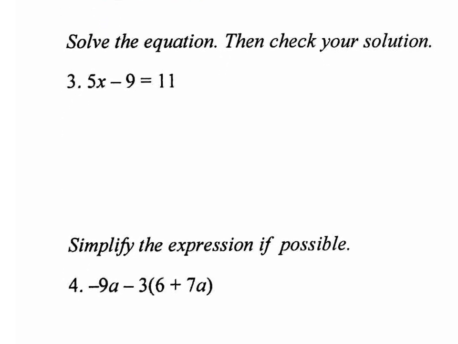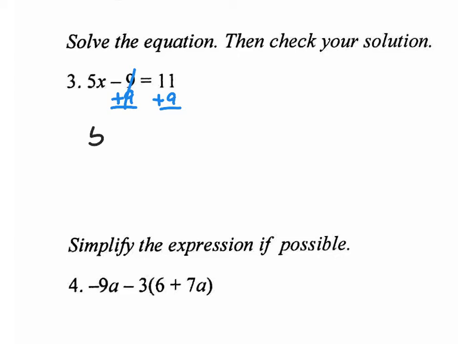Number 3. We want to get x by itself. It's on the left side clearly. Let's get rid of the minus 9 first, and then get rid of the multiplication of 5. How do I get rid of the minus 9? Add 9. What you do to one side, do to the other side.